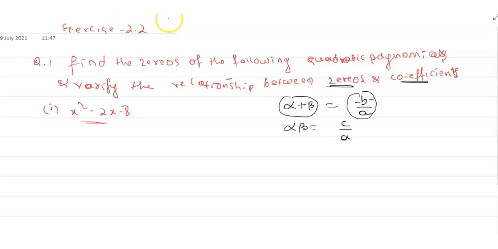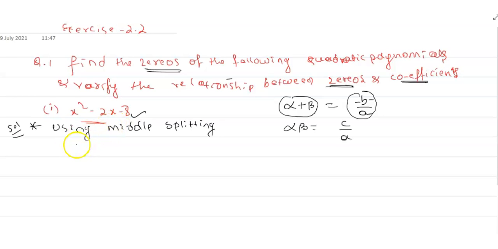Here, the first thing we have to do is find the zeros of this polynomial. First let's find out the zeros of this polynomial. How to find out alpha and beta? Simple. Here we can use the middle term splitting method. Using middle term splitting, I will find the zeros of this equation.